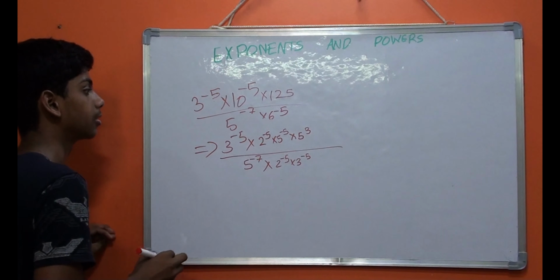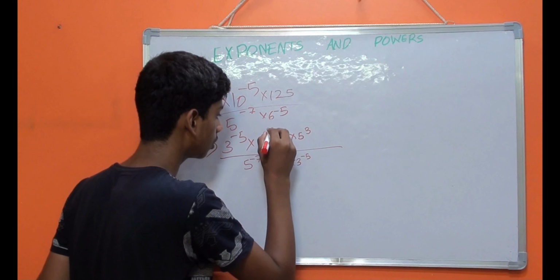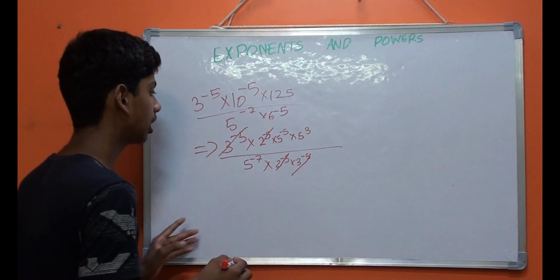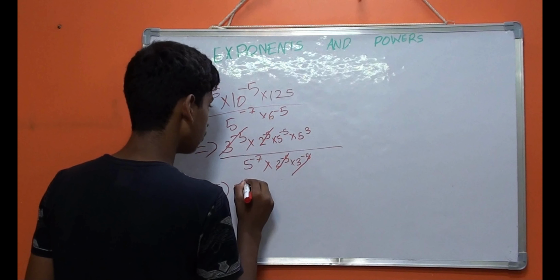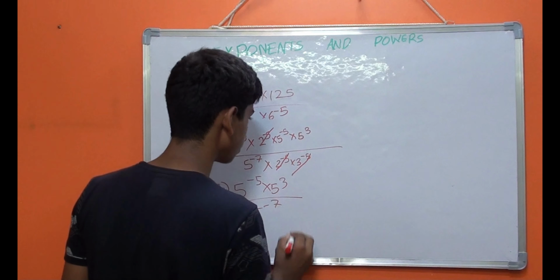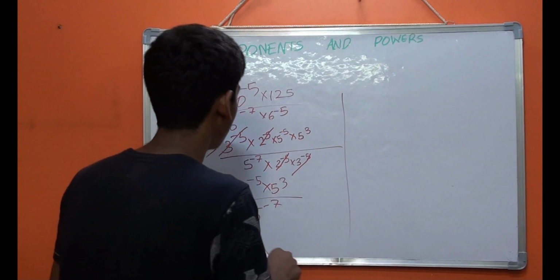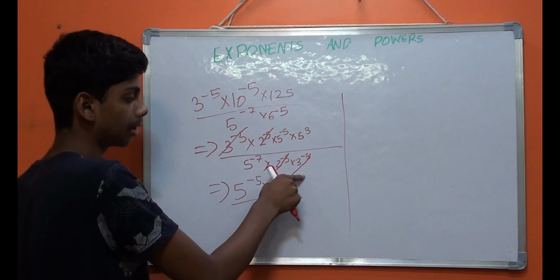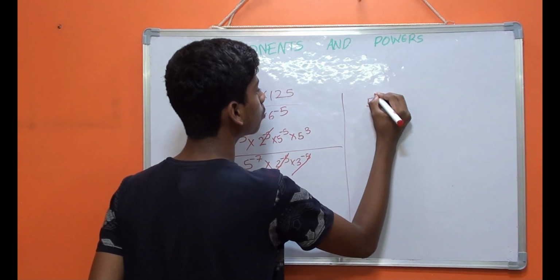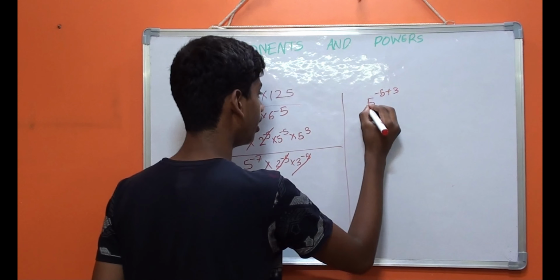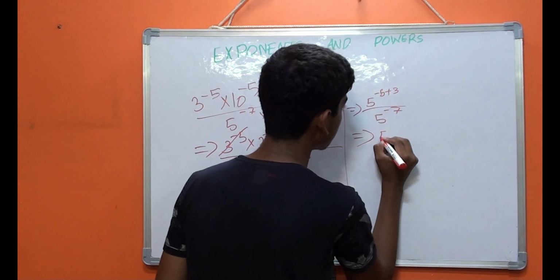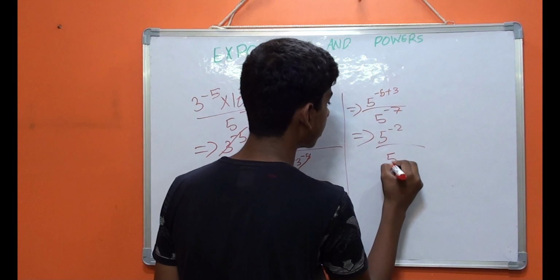Now we have to simplify it. Here 2 power minus 5 and 2 power minus 5 get cancelled. 3 power minus 5 and 3 power minus 5 get cancelled. Then we would have 5 power minus 5 into 5 power 3 by 5 power minus 7. Now we will solve this. Here a power m into a power n equals a power m plus n. Then 5 power minus 5 plus 3 by 5 power minus 7. Now this would equal 5 power minus 2 by 5 power minus 7.